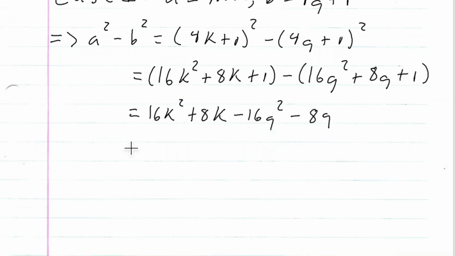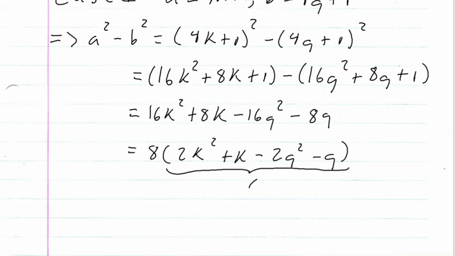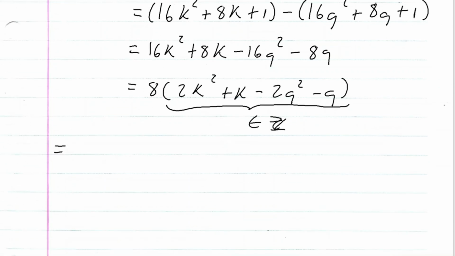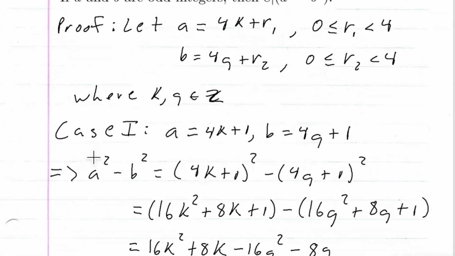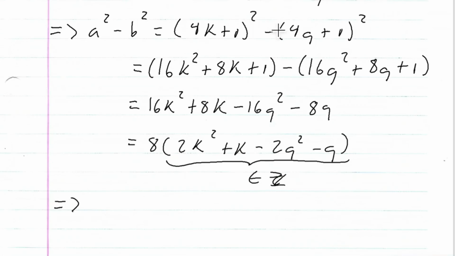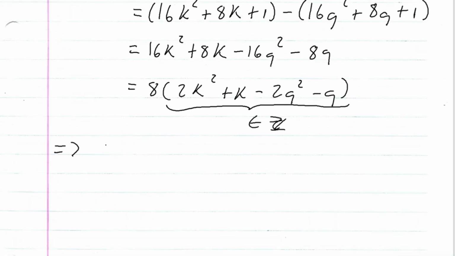And of course, we can definitely take out an 8 from this, right? This will be 2k squared plus k minus 2q squared minus q. And then we have that this is an integer. So we have a squared minus b squared is equal to 8 times an integer. So at least when a and b are of the form 4 times an integer plus 1, we know that 8 divides it, right? 8 divides a squared minus b squared.